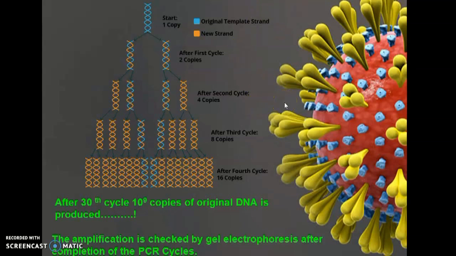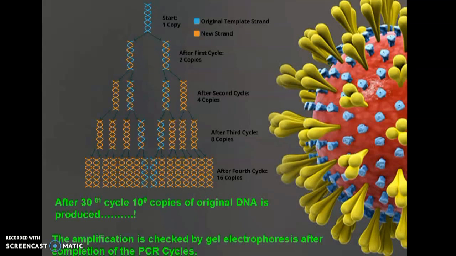Generally 24 to 30 amplification cycles are carried out in PCR to bring about huge amplification of the DNA. So at the end of 30 cycles of amplification, we are going to get 10⁹ copies of the original DNA. So it is quite a huge amplification that results in the PCR.